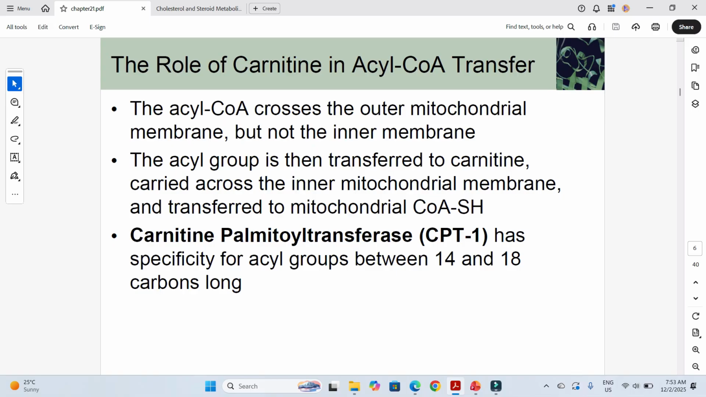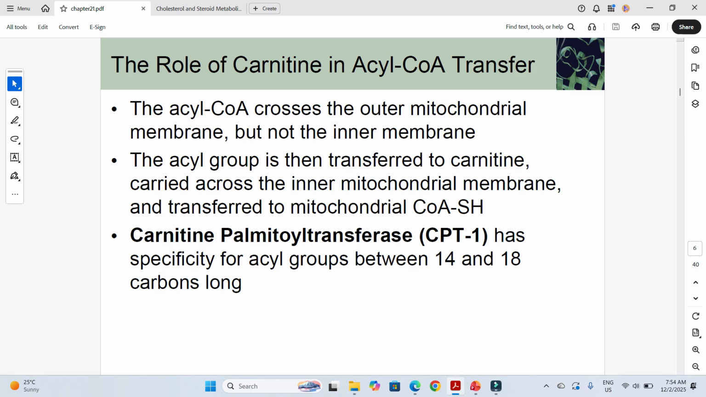So how do we deliver the fatty acyl-CoA into the mitochondrial matrix in that case? Remember, beta oxidation, the oxidation of fatty acids, occurs in the mitochondrial matrix. So the acyl group is then transferred to carnitine. Then the carnitine, the fatty acyl carnitine, is transported across the inner mitochondrial membrane by a transport protein.